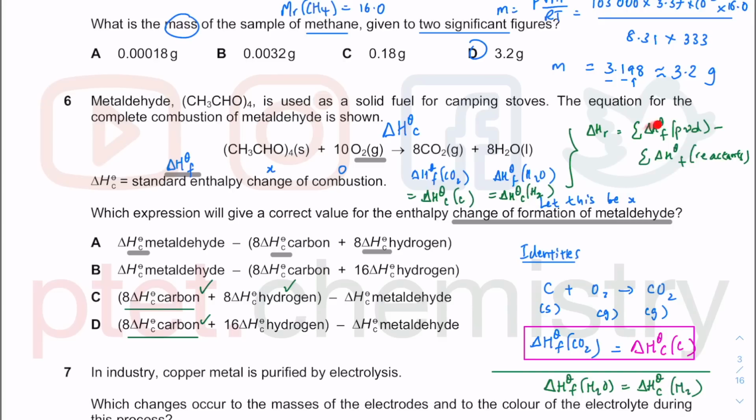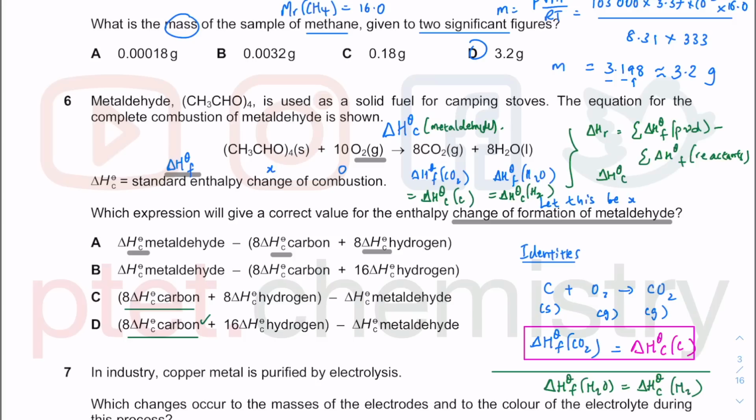And then the sum of the enthalpy of formation of products, because this formation is equal to this combustion, and then minus the formation of the metaldehyde as required by the question there. So what am I talking about? This thing here is the combustion of the metaldehyde. So I wonder if I'm doing the right stuff. Maybe I'm doing the wrong stuff.